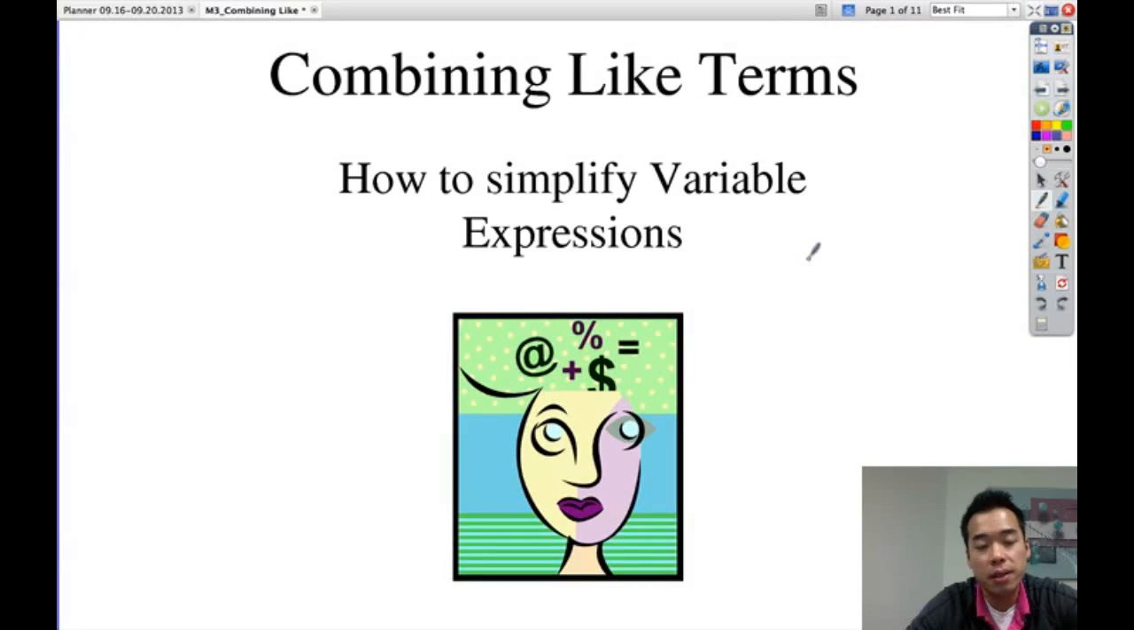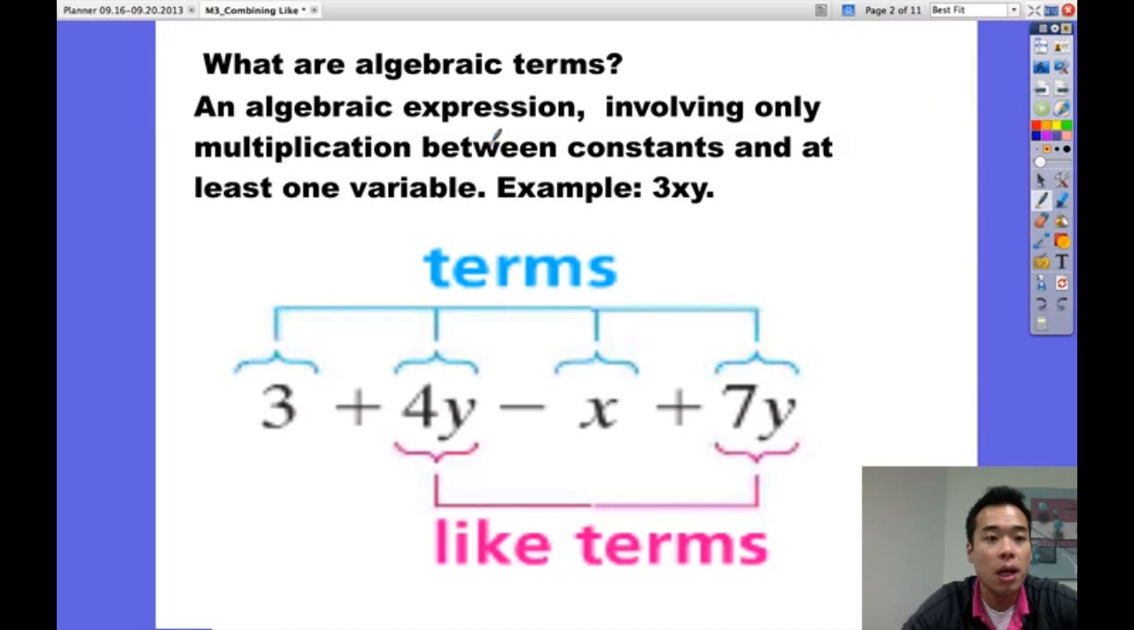Alright guys, so today's lesson is going to be over combining like terms. The key word today is going to be combining and obviously like terms. So I'm going to explain to you quickly what like terms are.